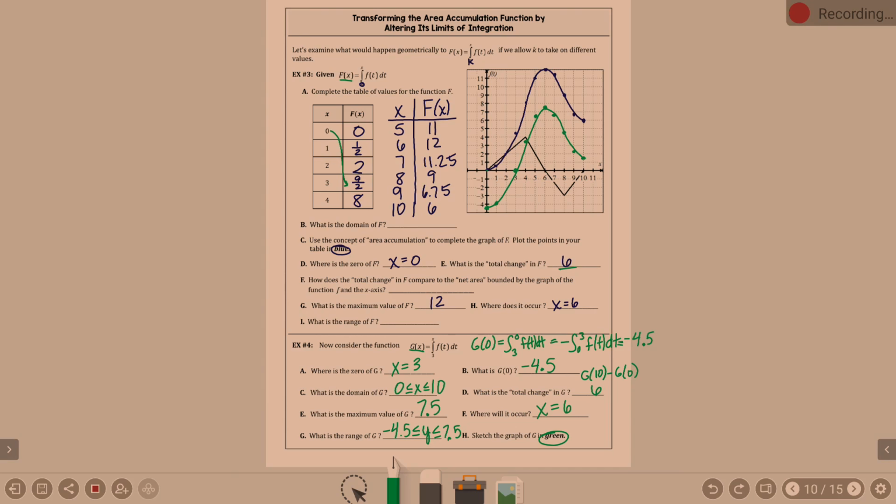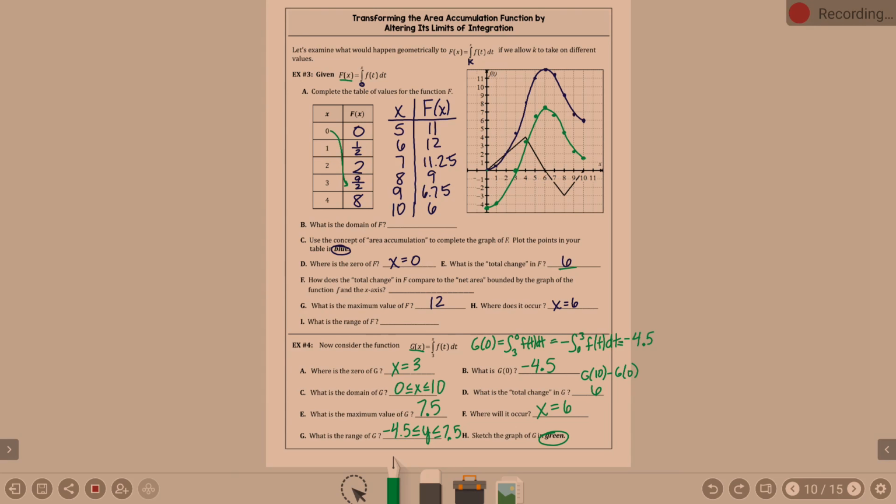Well, on our particular problem, the total change would always be 6. But what's the relationship? Like this one, because we started at 3 instead of 0, it shifted down 4.5, right? What if this was the integral from 4 to x? Well, now it's going to shift 8.